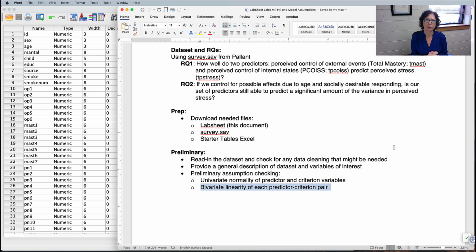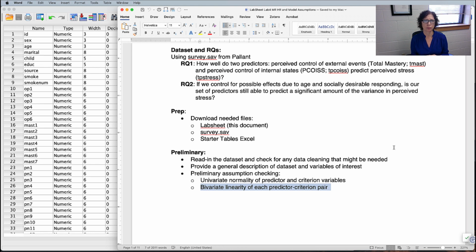Research question 1 says, how well do two predictors, perceived control of external events, which is total mastery, and perceived control of internal states, which is our PCOS scale, predict the outcome of perceived stress, TPstress? So that's your multiple regression. Then our hierarchical regression is what applies to research question 2.